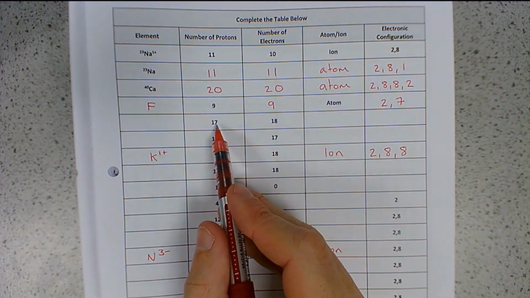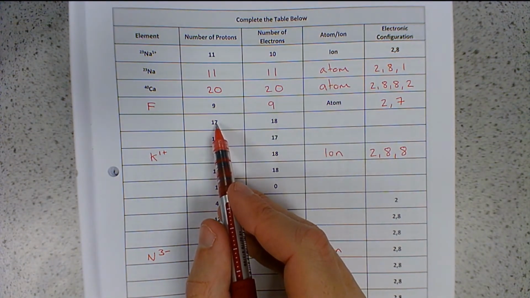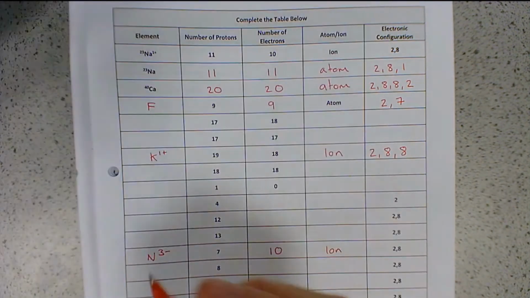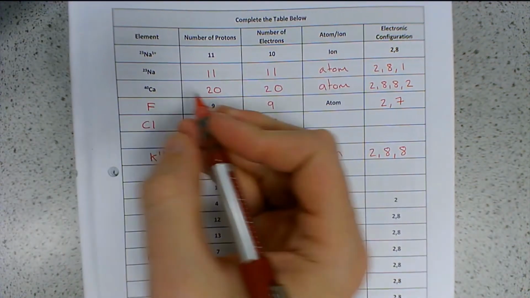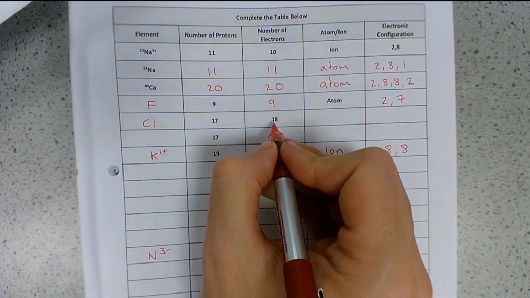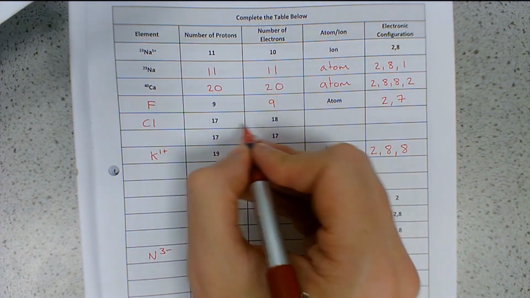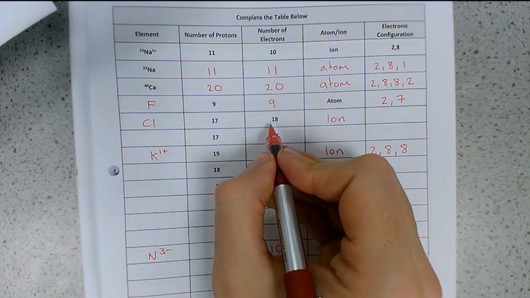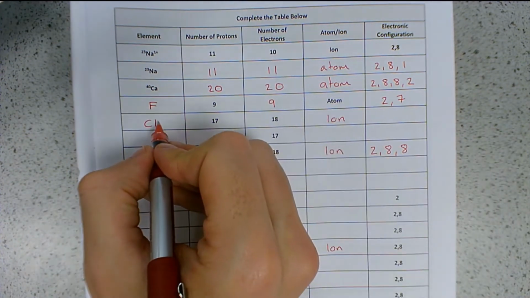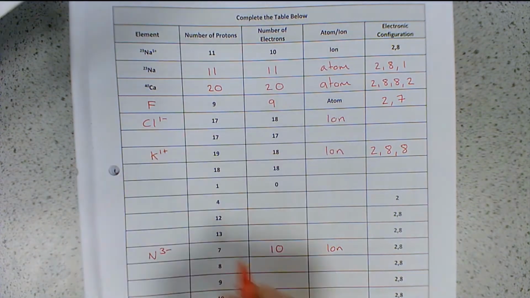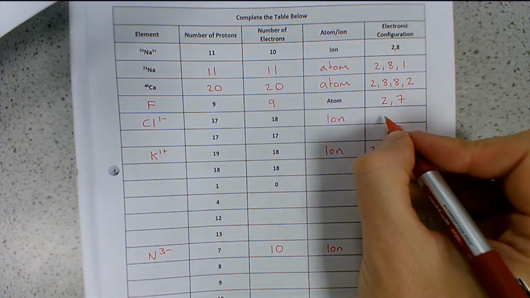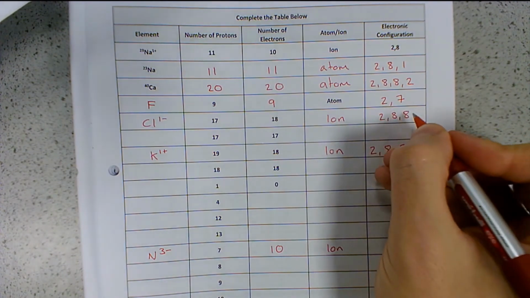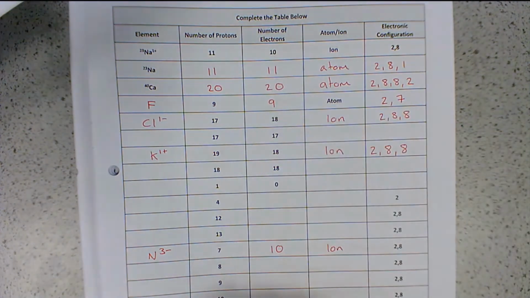The next one here, the number of protons is 17. So atomic number 17 is chlorine. It has 17 protons, 18 electrons. So it doesn't have the same number, so it must be an ion. It's got 1 more electron than proton, so its charge is going to be 1 minus. And the electronic configuration is going to be 2, 8, 8, which adds up to 18.